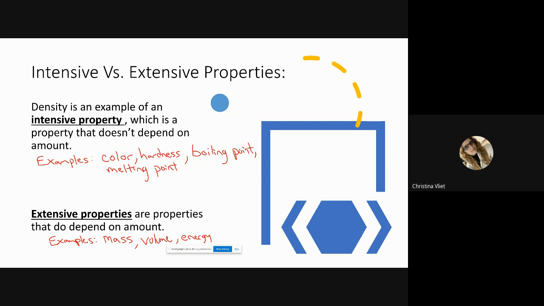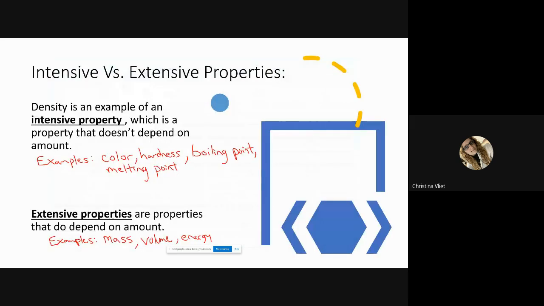Yes, that's true. And so this even goes into body size. The smaller you are, typically the less energy you need. The larger you are, the more energy you need because your body processes require more energy. So energy, yes, is an extensive property.